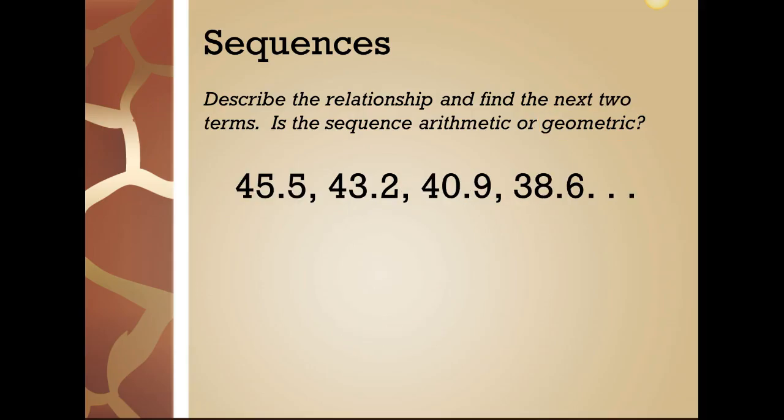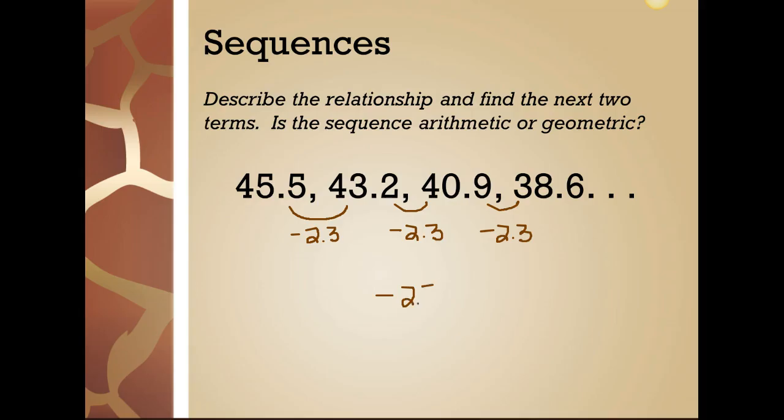In this sequence, our values are getting smaller, so we'll either be subtracting or dividing. It doesn't look like we can easily divide and get from 45 and 5/10 to 43 and 2/10, but we can get there by subtracting 2 and 3/10. And this pattern carries on throughout the sequence, so the relationship is to subtract 2 and 3/10.